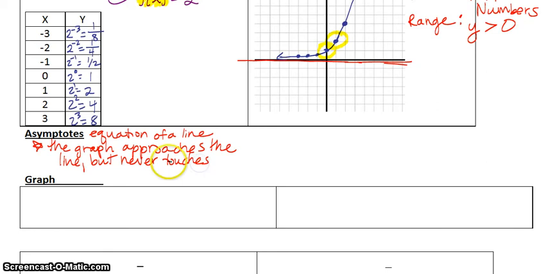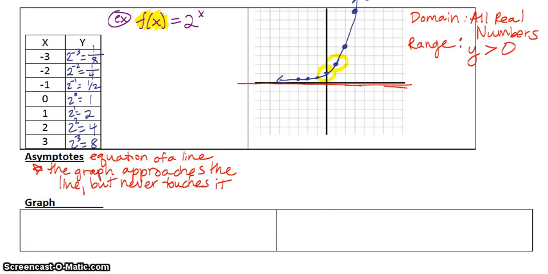Alright, and here we have to remember that a horizontal line has the equation y equals a number. How I remember that is that it's going through the y-axis, so it's going to be y equals whatever number it's going through. In this case, it's going through 0, so my asymptote is the equation of the line y equals 0.